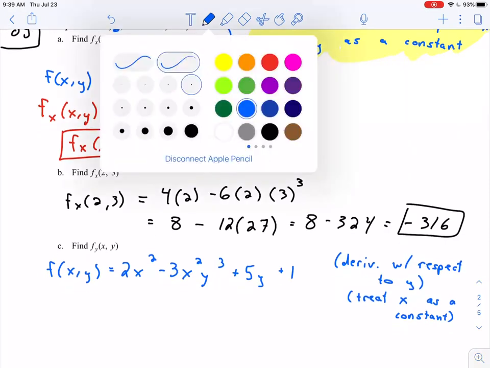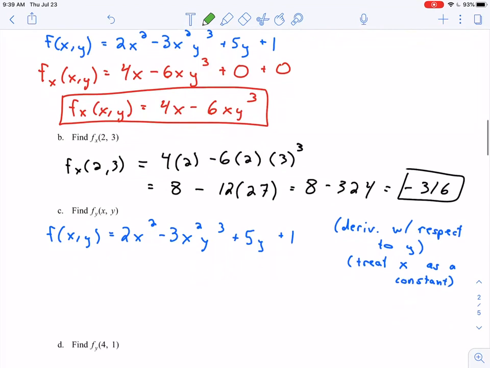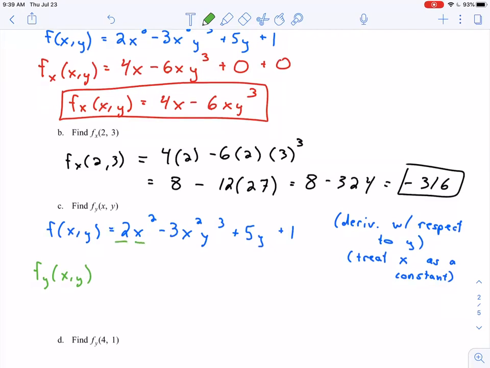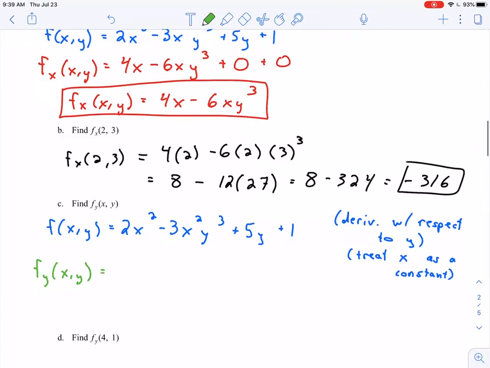So when I go to find the first order partial derivative with respect to y, so I want f sub y here, I'm going to look at this term right here, 2x squared. 2, that is a constant. X, which is a constant, being squared, that is a constant. I have a constant times a constant. So this whole term is a constant. Derivative of a constant is 0. So I'm just going to put that 0 there so I know exactly what's happening to that term. Derivative of that term is 0.